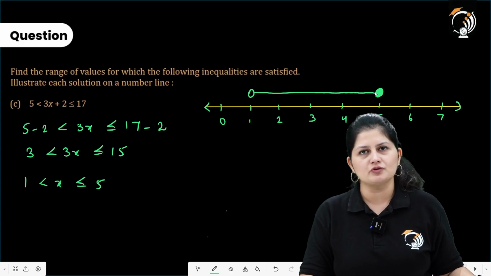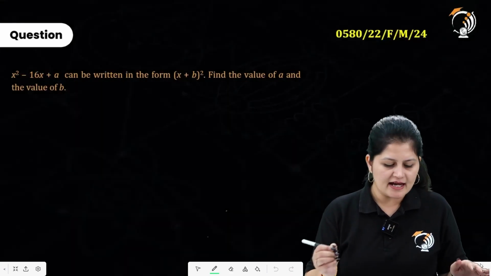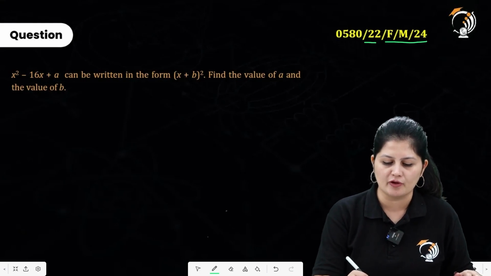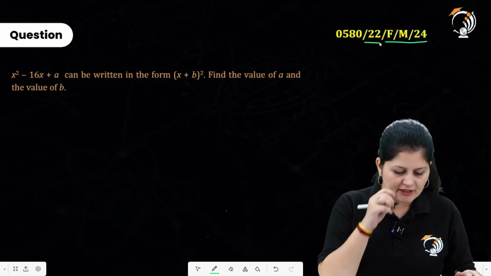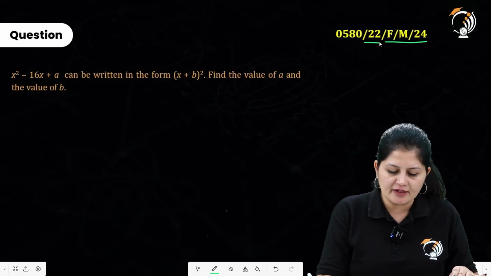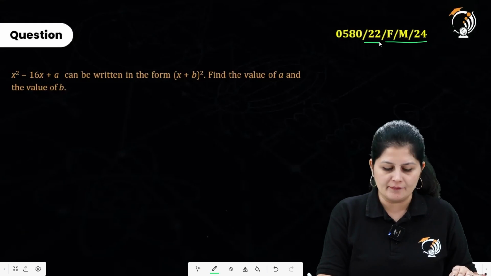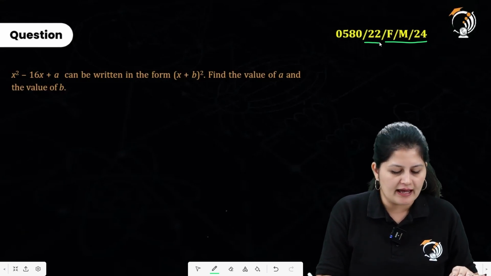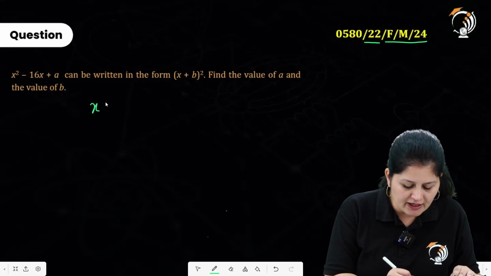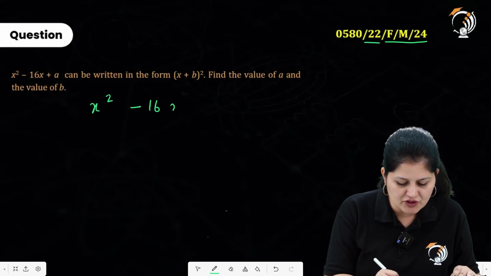Now moving on to the next one. The next question that we have here is a previous year question from the paper of February-March 24, variant 2-2. The question says x square minus 16x plus a can be written in the form x plus b whole square. Find the value of a and the value of b. So if we need to get the value of a and b here, I'm just noting down the equation first.